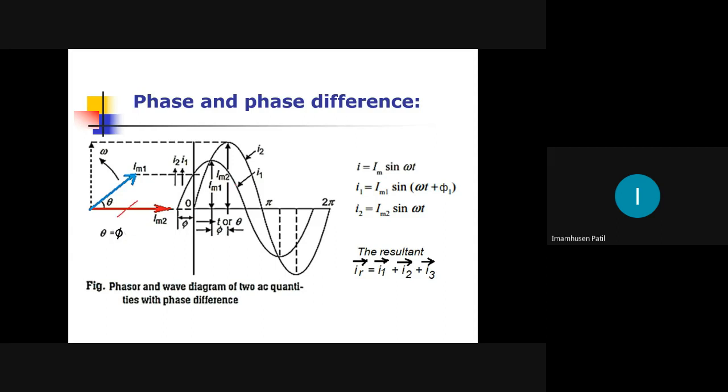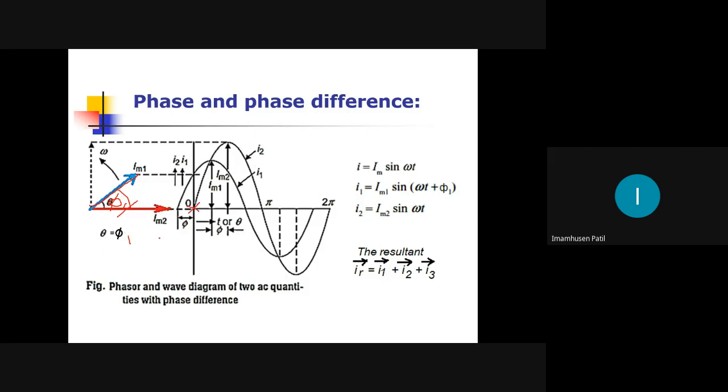Now I_m1 is leading by an angle phi 1. It is leading by an angle phi 1 here. This is the angle. So you have to take the angle, how much it is leading, then you have to draw this vector. Now, at zero point, what is the voltage of I2?